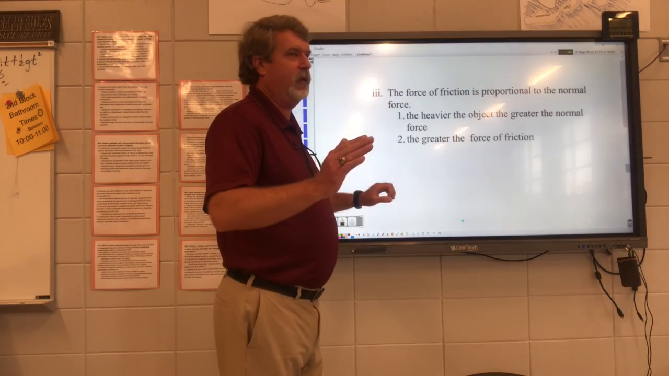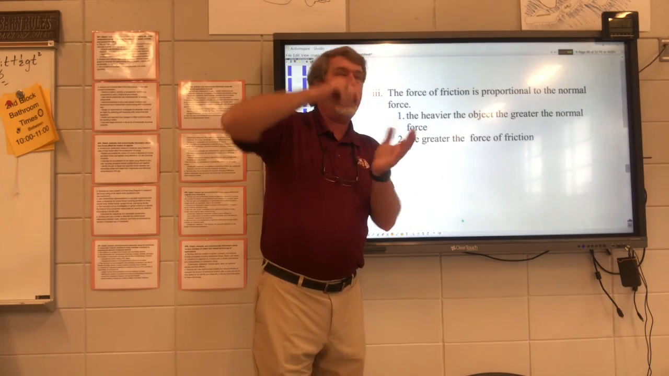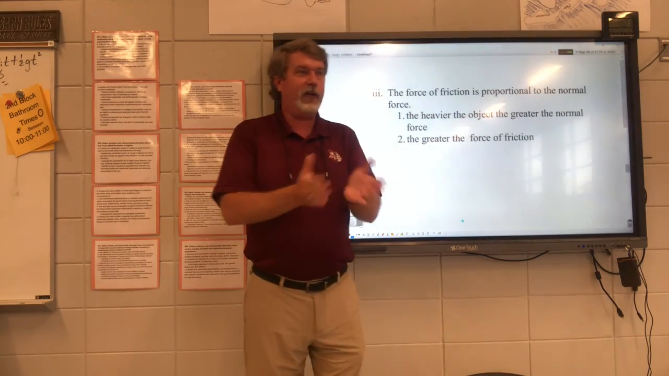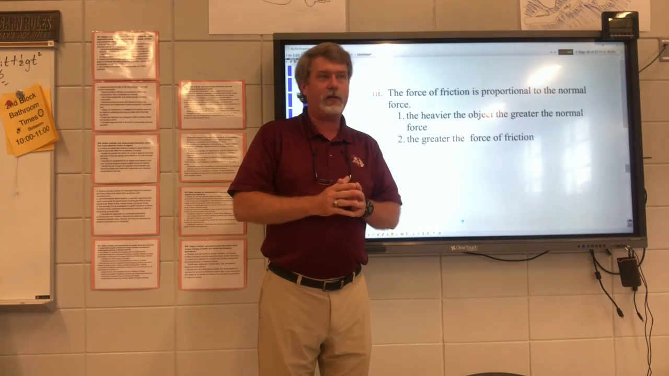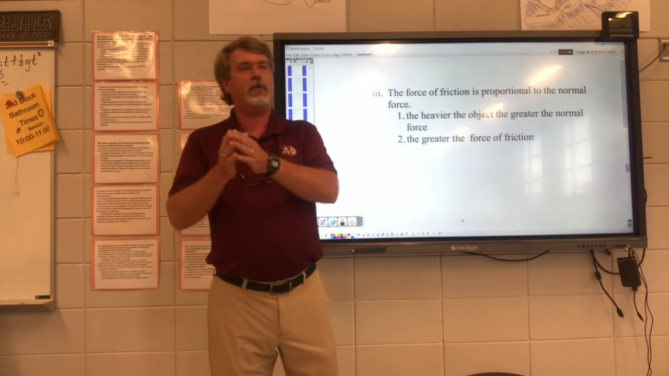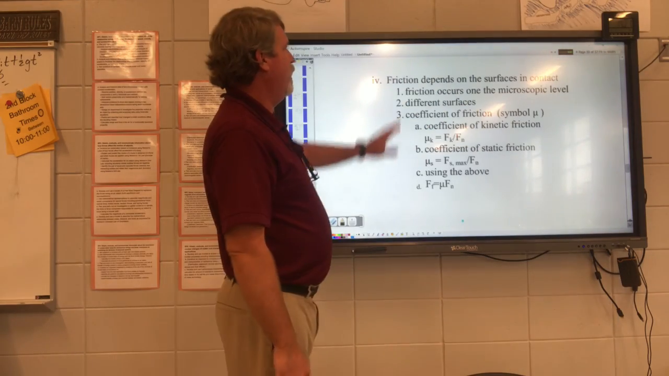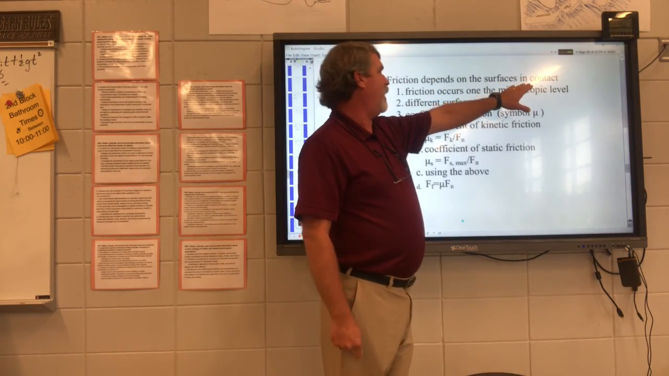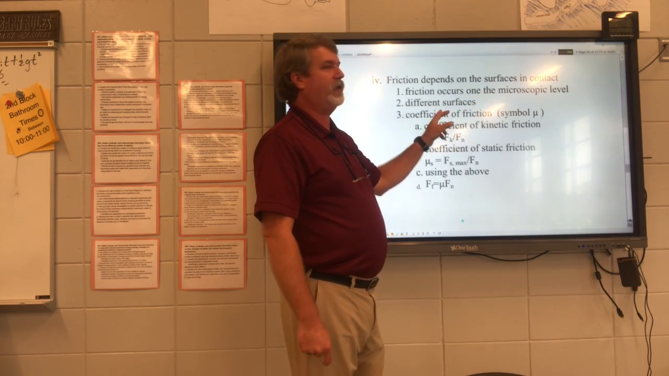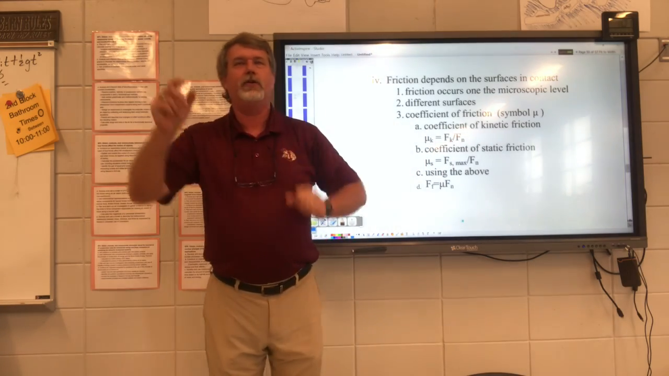Check? So how would you decrease friction? Pull up on the object a little bit. Like if you lift up, then I'll push. If you lift up a little bit, I can push this box because you're decreasing the amount of force normal, which decreases the amount of friction. Friction depends on the surfaces in contact. Friction occurs on the microscopic level between different surfaces. That's called the coefficient of friction. Ding, ding, ding. New information.